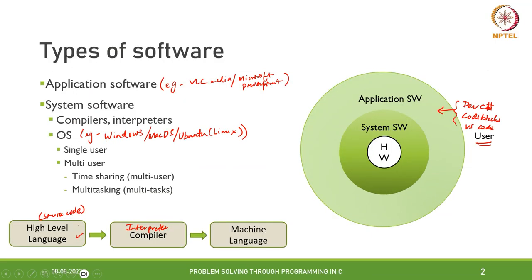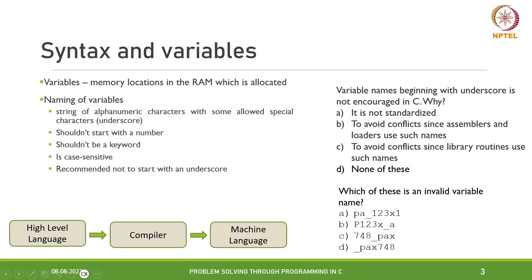Now, in the previous lecture, we saw variables. What are variables? Variables are memory locations in the RAM, which get allocated when we compile the code, right? Now there can be many different variable names, right? So what are the rules for naming of variables? These are as follows.